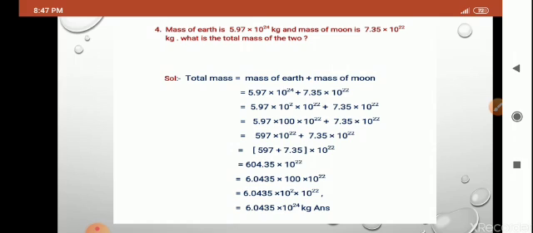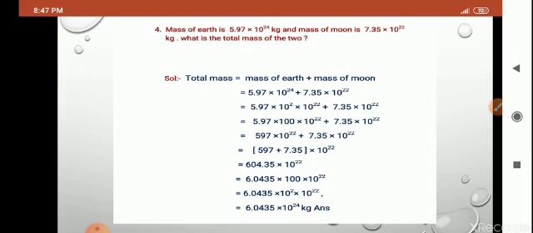Then we multiply 5.97 into 100, we get 597. That is 597 into 10 to the power 22 plus 7.35 into 10 to the power 22. Now here we see that 10 to the power 22 is common in both terms. So we take it as common. And after that we see 597 plus 7.35 into 10 to the power 22. So first of all we solve the bracket. We add these two numbers. After adding this we get 604.35 into 10 to the power 22.